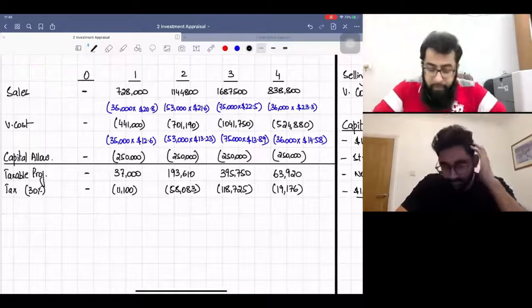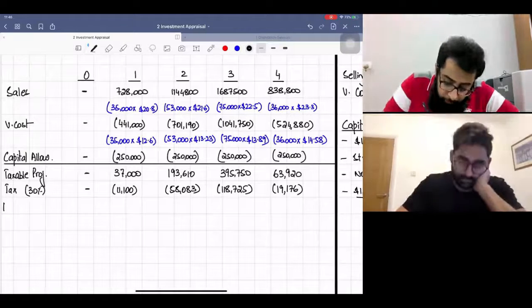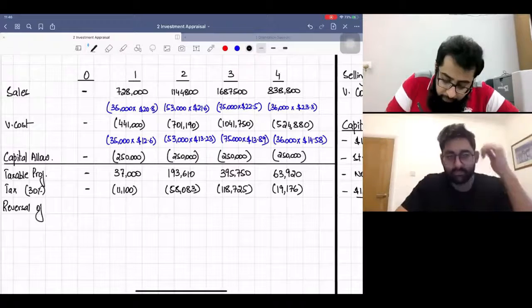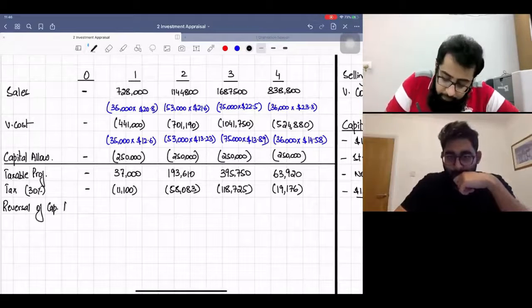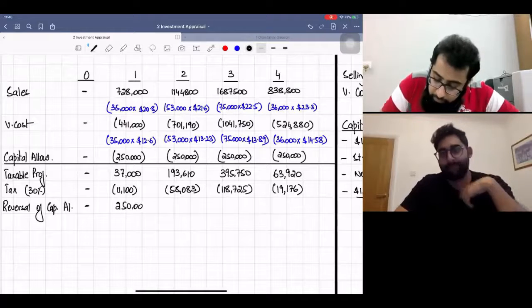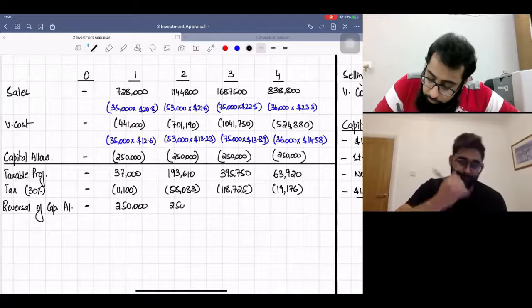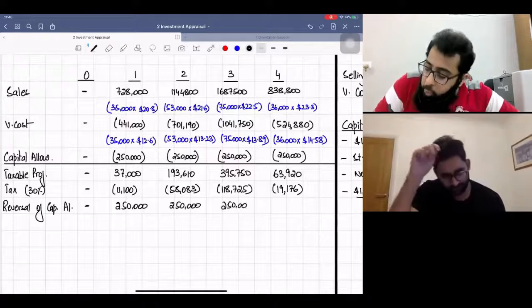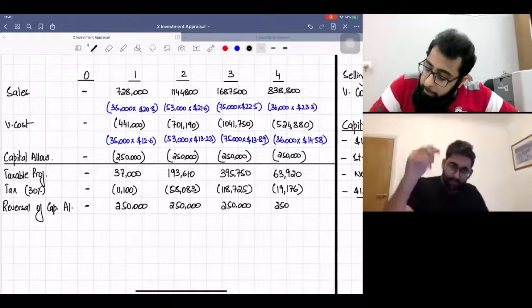And then 63,920 into 0.3 is 19,176. Okay, and I hope you remember from the previous question also that we reverse the capital allowance because it is not a relevant cash flow. So 250, 250, 250, and 250.